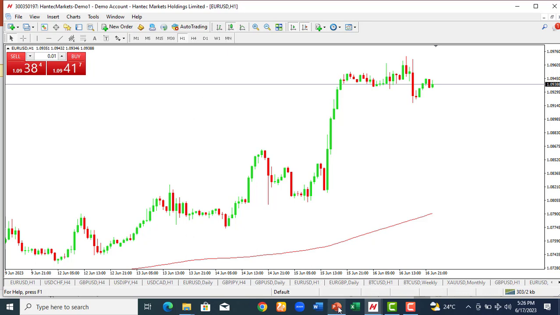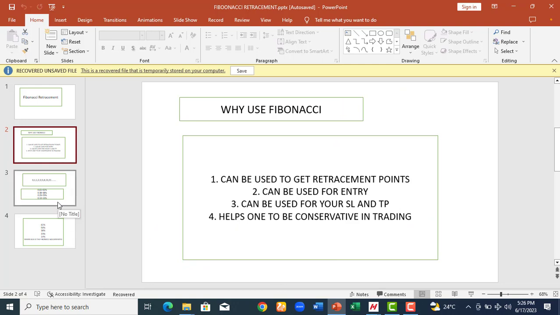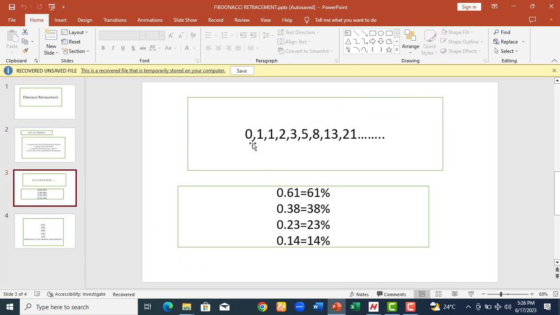Now, Fibonacci retracement begins with your 0 and 1. If you did your mathematics very well, or even if you don't do mathematics, no problem, but if you did it very well, you understand this progression here. It begins with 0 and 1. So remember, 0 plus 1 will give you 1. Then 1 plus 1 will give you 2. 2 plus 1 will give you 3. 3 plus 2 will give you 5. 5 plus 3 will give you 8. 8 plus 5 will give you 13. 13 plus 8 will give you 21. You can see the progression, so until infinity. So that was what gave birth to this number.